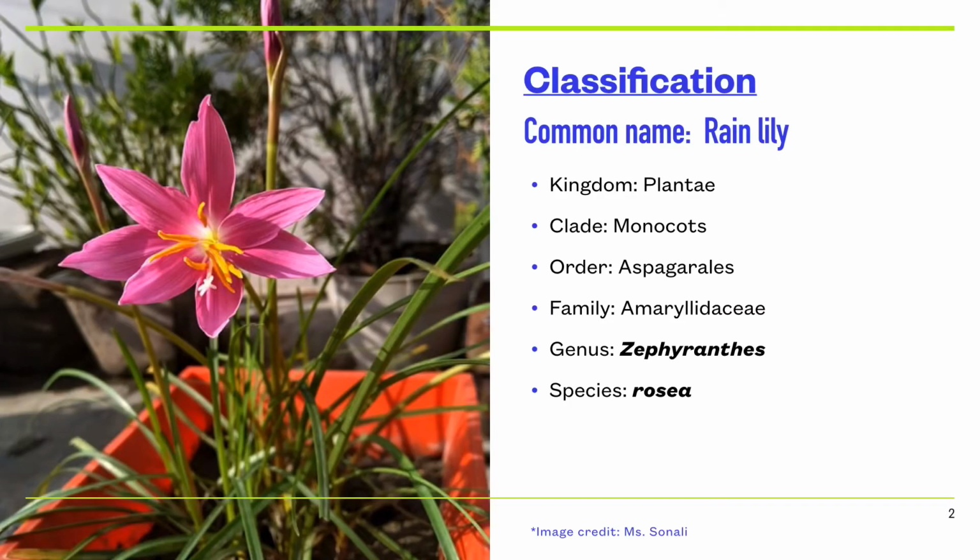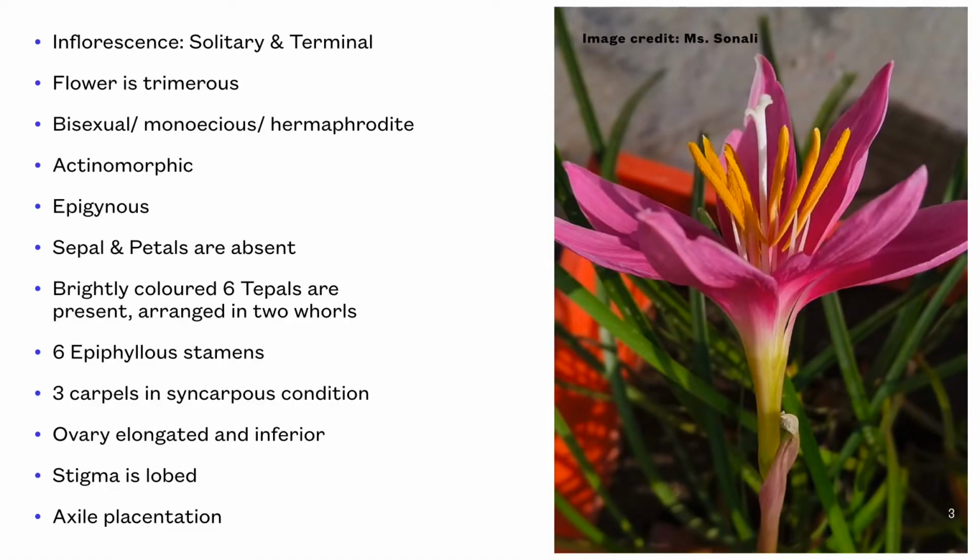Now coming back to its description in scientific terms, we will start with its classification. Commonly it is known as rain lily. It belongs to kingdom Plantae, clade monocots. It is a type of monocot. Order Asparagales, family Amaryllidaceae, genus Zephyranthes, species rosea. Let us take a look at its flower.